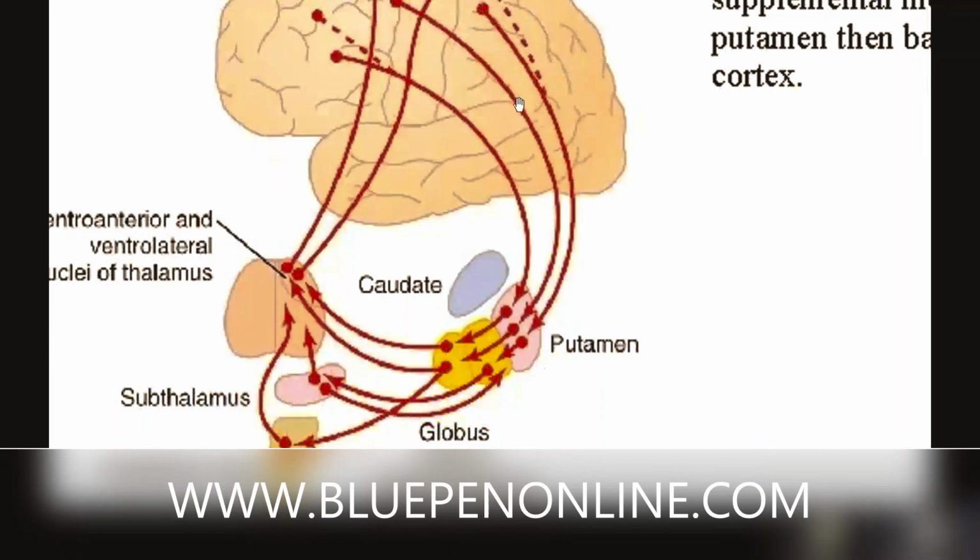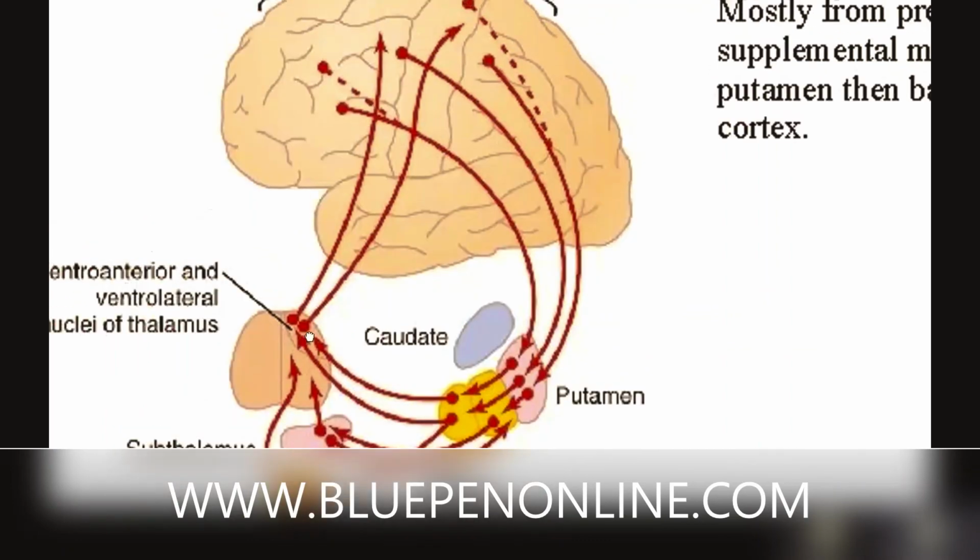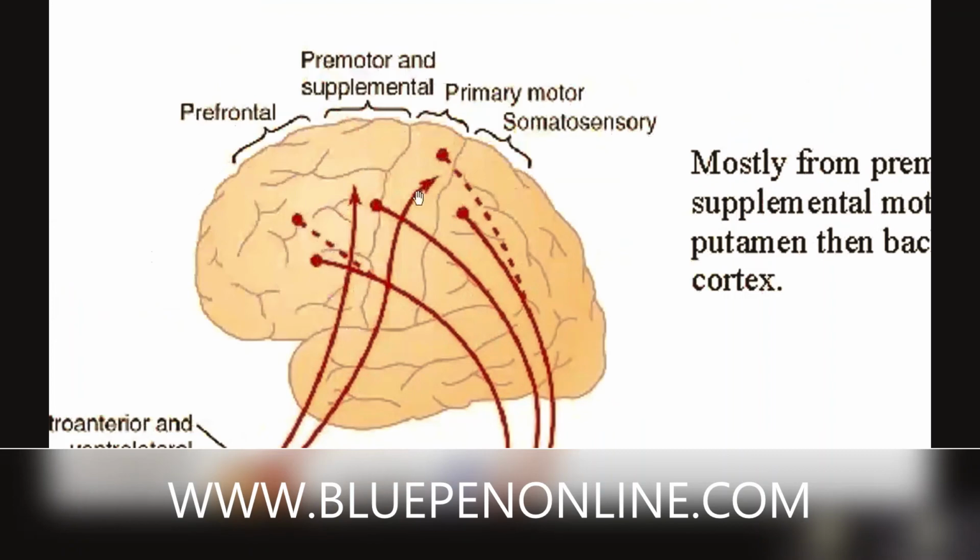Now the information comes to the putamen, and from the putamen it goes to the globus pallidus, internal as well as external. I'll show you the first part. The internal, then the external, and from there the information will go directly to the thalamus, and from the thalamus it will go back to the premotor area as well as the primary motor area. This is the circuit.